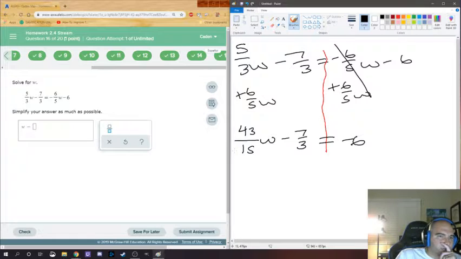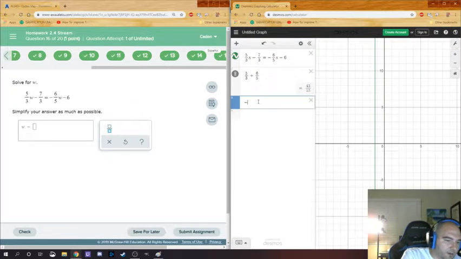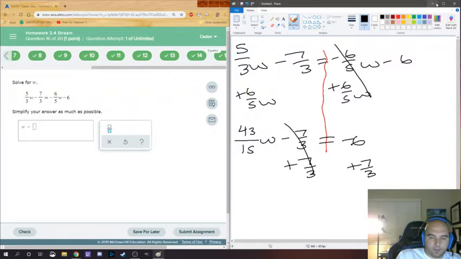Okay, great. Now we need to do the normal stuff. We need to add 7/3 to both sides. Add 7/3. And if you're looking at this going, dude, Mr. P, I can't. Negative 6 plus 7/3? I know. Use Desmos. I'm using Desmos. I don't want to sit there and work that out. I mean, I could, but I'm trying to save some time here. Negative 11/3. Okay, so what I end up getting here is 43/15 W equals negative 11/3. Because that's what I get when the 6 and 7/3 combine. Oh, I forgot to put a W here.